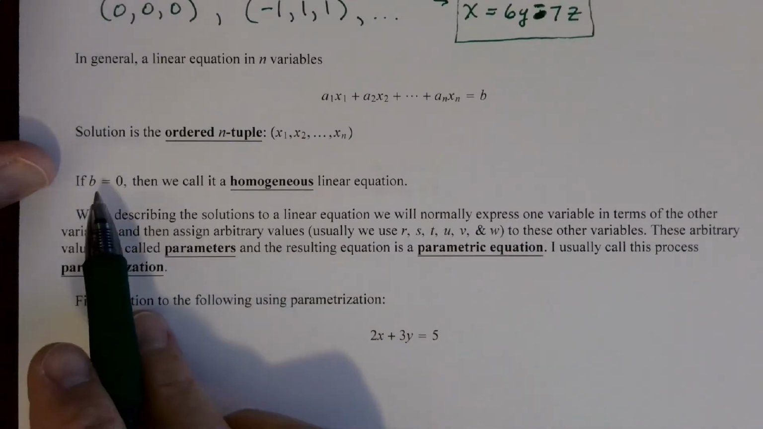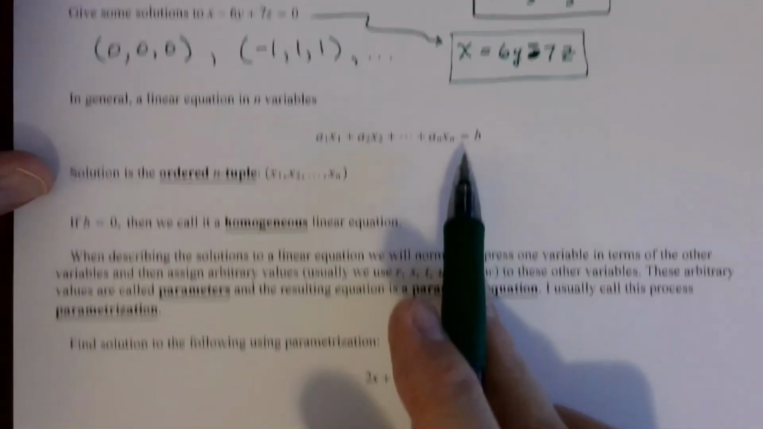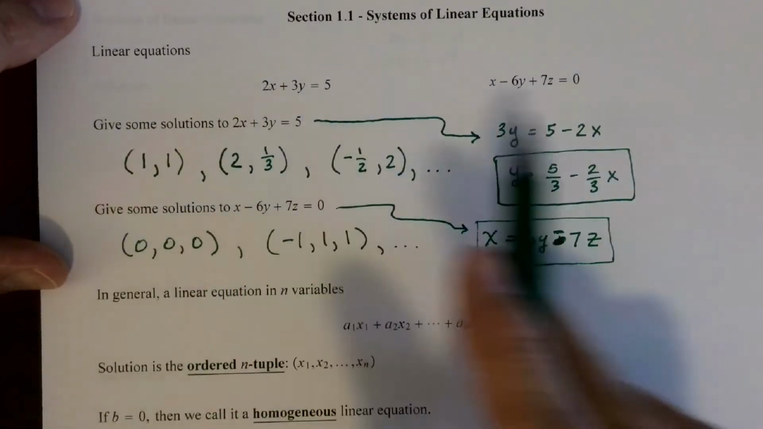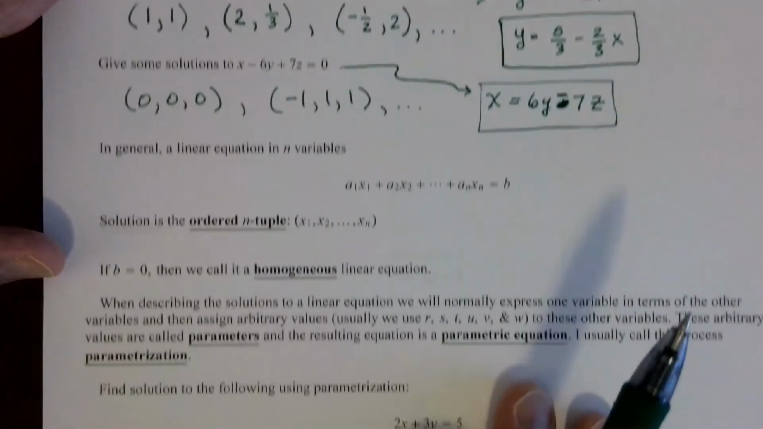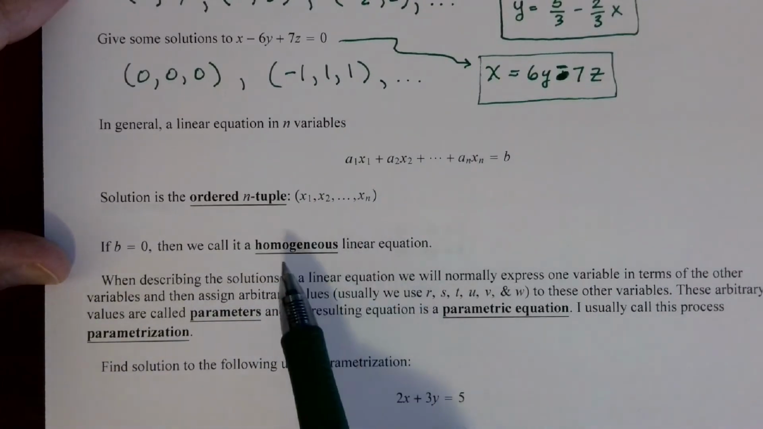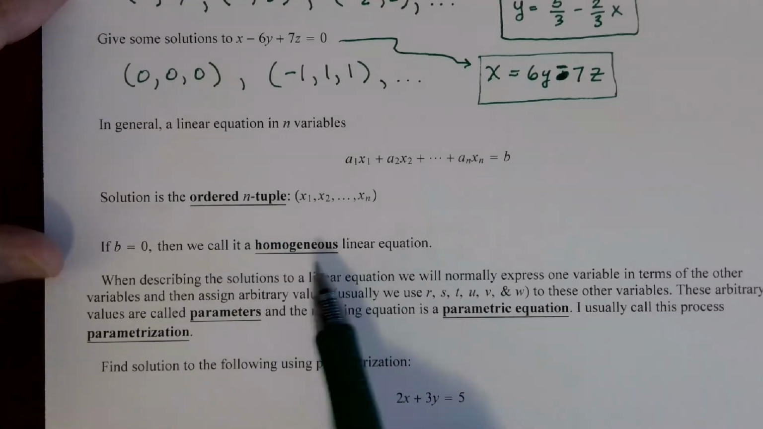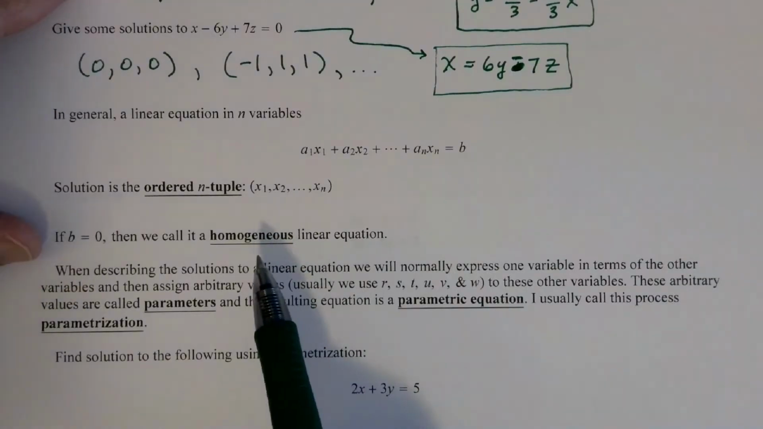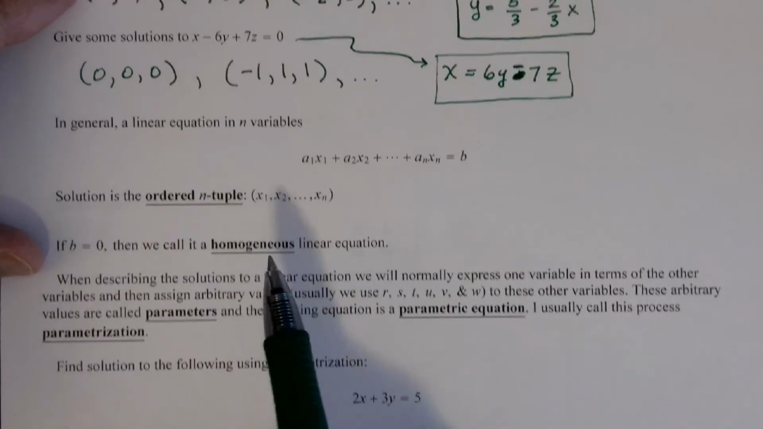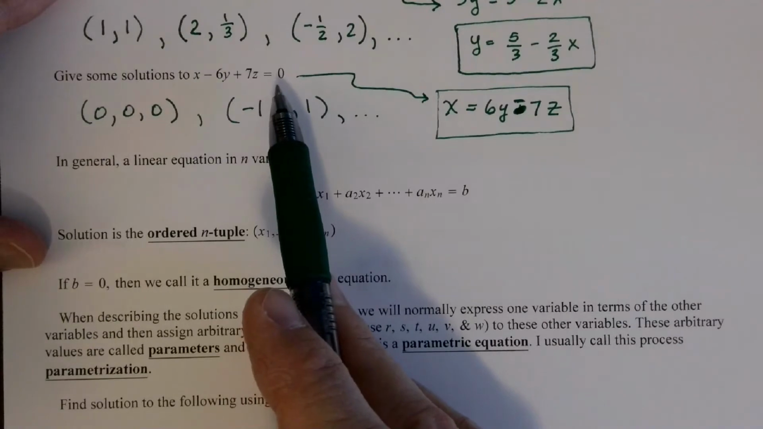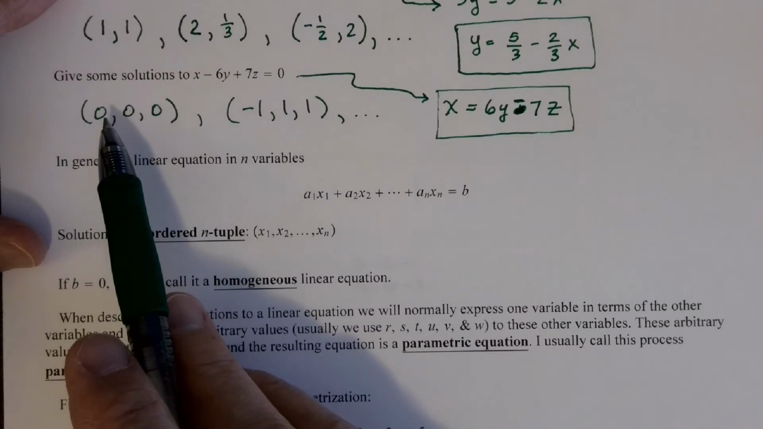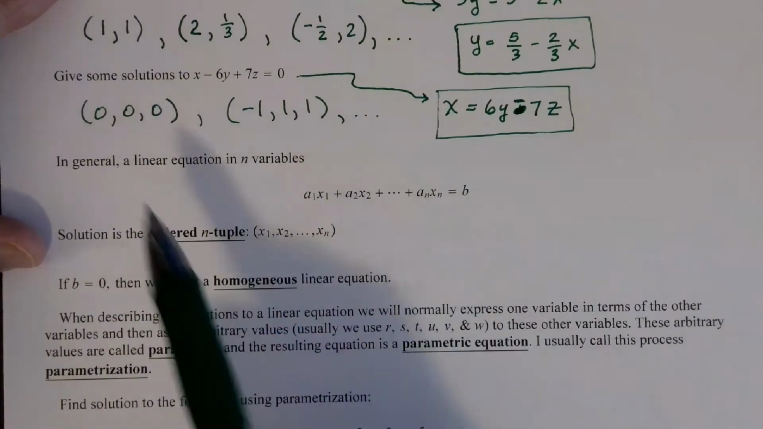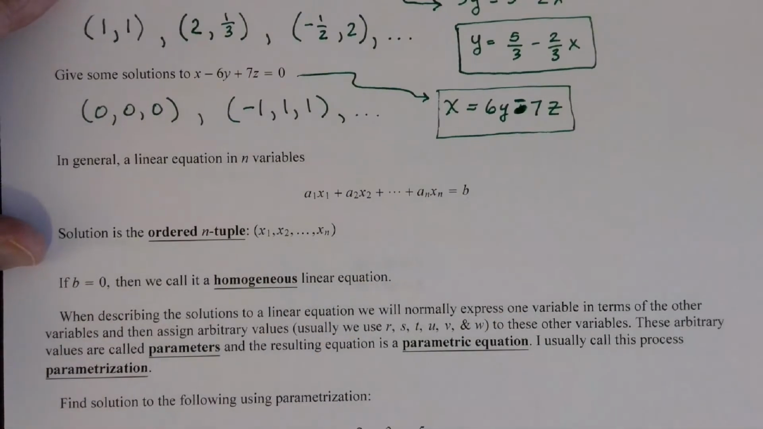Now, if the b, remember that's this so-called constant term, right? b was equal to 5 here, but it was 0 here. If b is equal to 0, we call the linear equation homogeneous. This is not homogeneous, but this one is homogeneous. And in linear algebra, this simply means a linear equation where the constant is 0. And because of that, one thing we realize right away for any homogeneous equation is that we will always have one solution for sure, which is where all the variables are equal to 0. We sometimes call this the trivial solution.